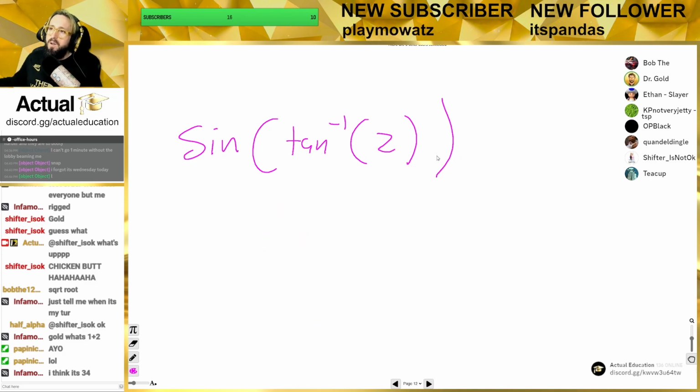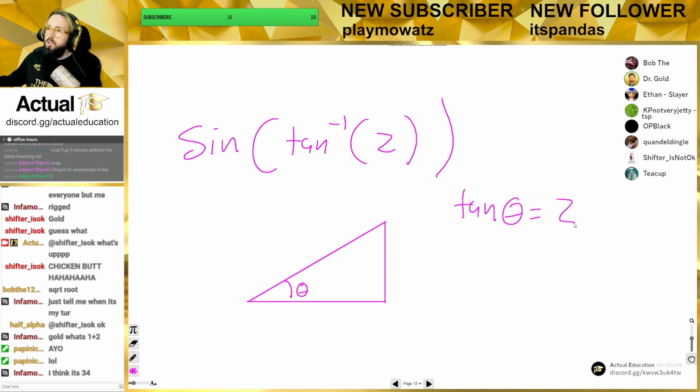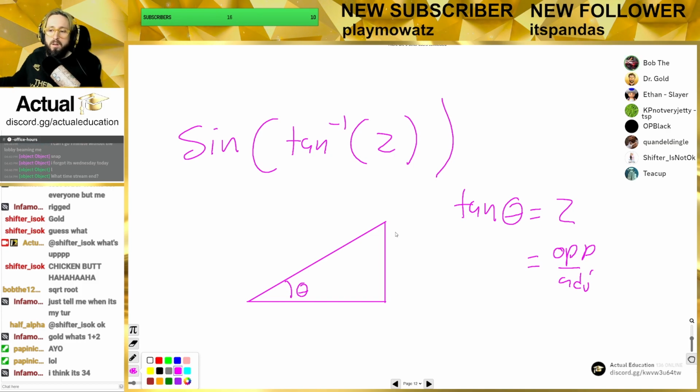The main thing is you want to draw this as a triangle. Anytime you see arc whatever, draw your triangle first, and that'll help you out. This is some angle where tangent of that angle is equal to 2. What is tangent? Opposite over adjacent. So what am I going to draw on my triangle? The opposite and the adjacent. What's the opposite going to be?